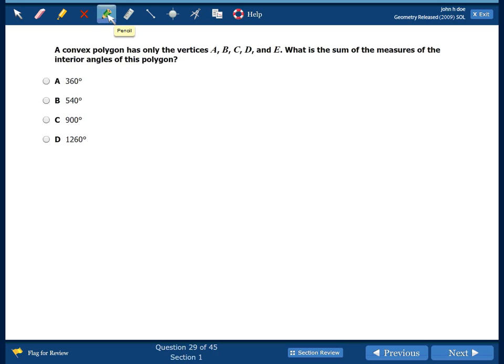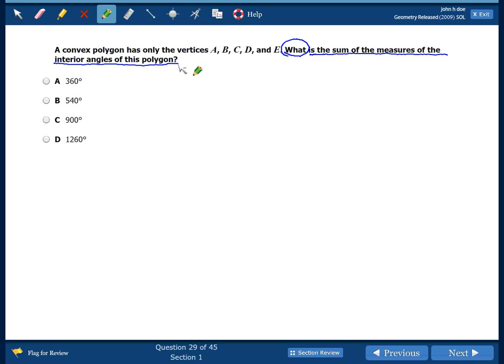Remember, the first thing we want to do is always find that keyword like we talked about in the other two videos. Those keywords can be what, which, how, find, select. It's actually what the problem's asking or what you're provided to find. So what is the sum of the measures of the interior angles of this polygon?